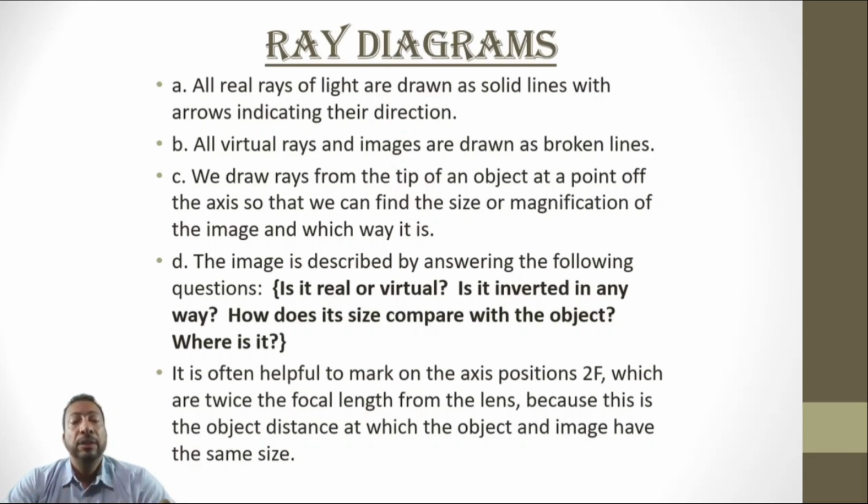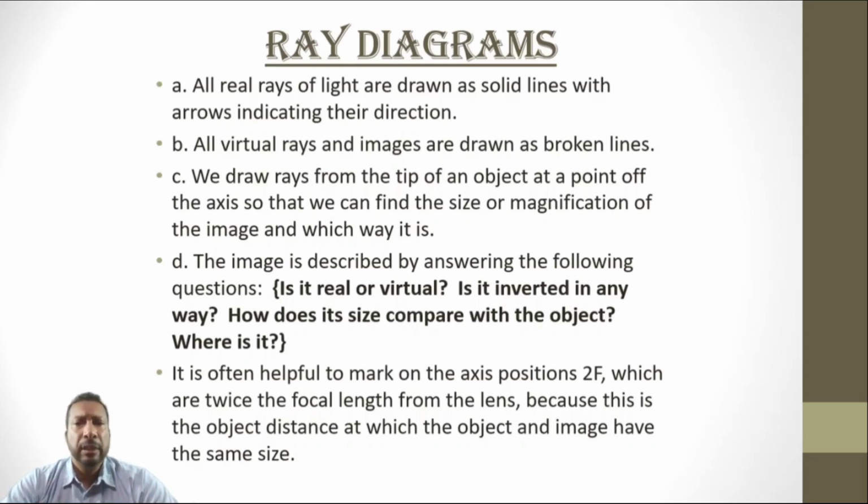How do we determine if it's real or virtual? Well, if the light rays actually meet up with each other, then it is a real image. If the light rays move away from each other, then it is a virtual image. In other words, if the light rays do not actually meet up with each other, they diverge, in other words, that's a virtual image.